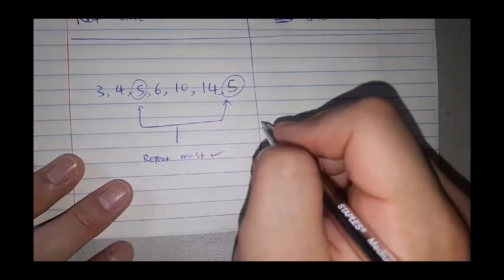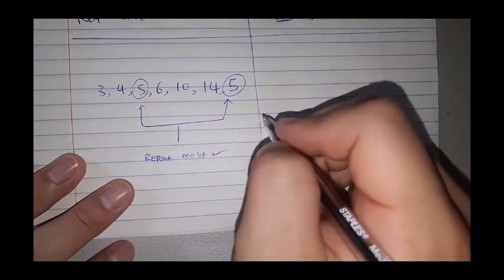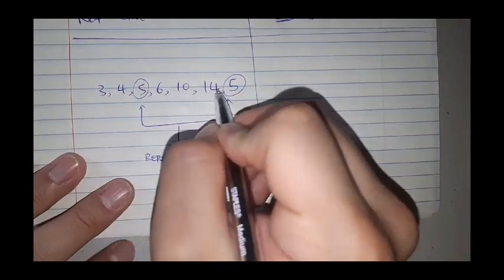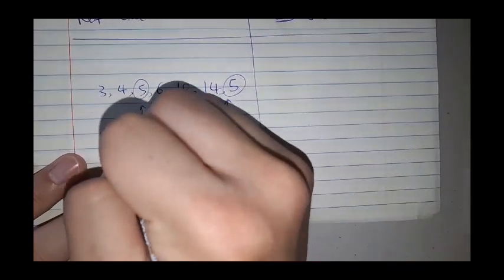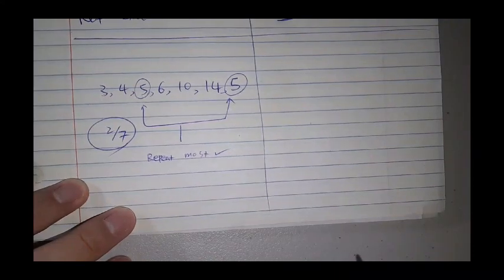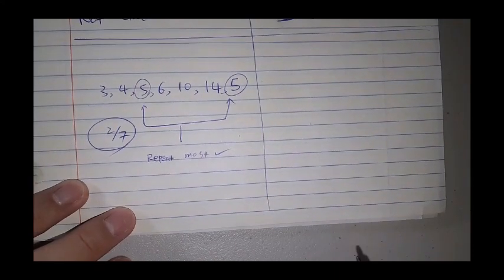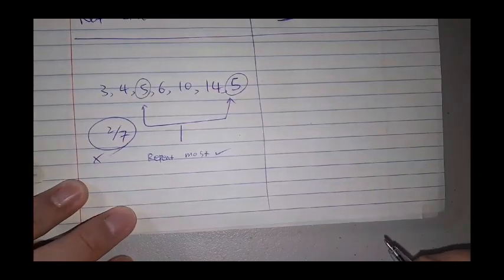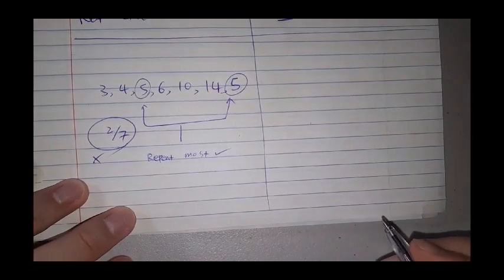In this situation, however, it does not represent the whole group because if you think about it, 1, 2, 3, 4, 5, 6, 7, this is just 2 out of 7. That's not good enough. 2 out of 7 is not even halfway. So in this case, it may not be a good idea to use mode. In fact, in that case, mean would be a better calculation.